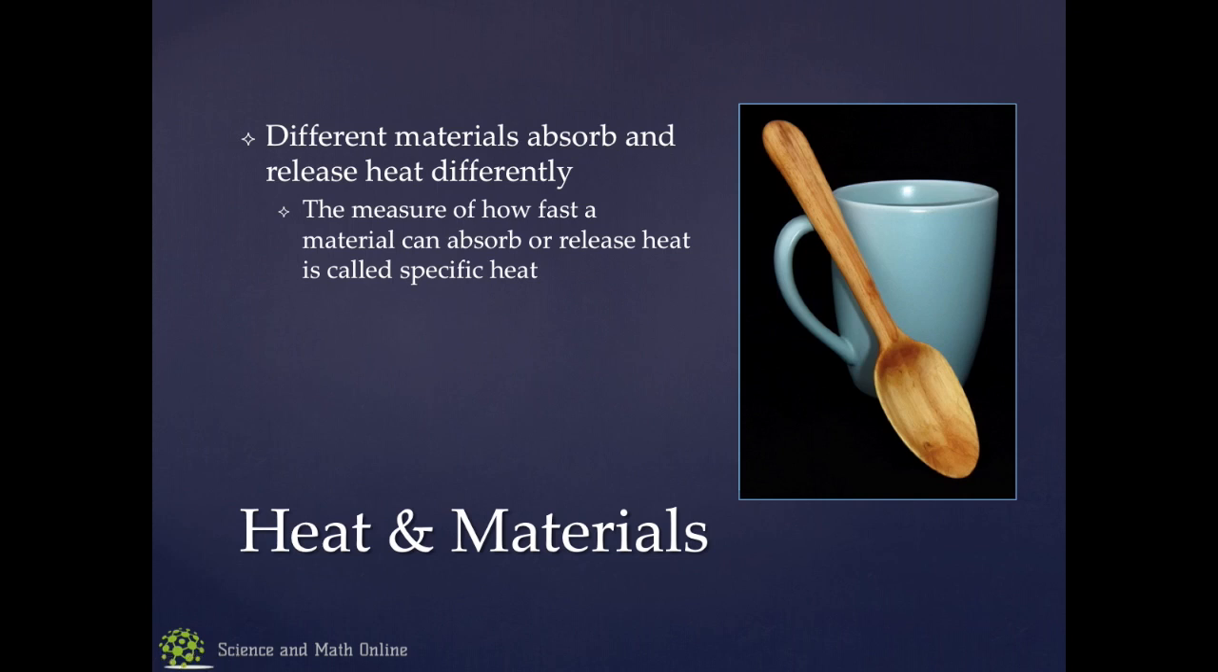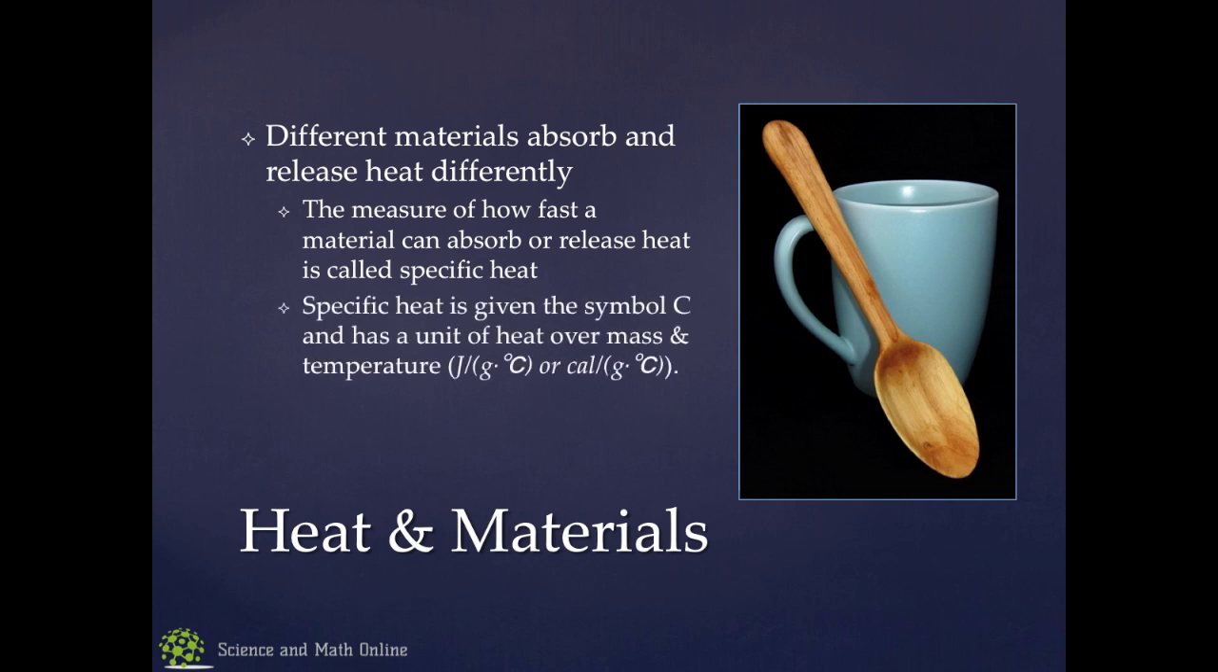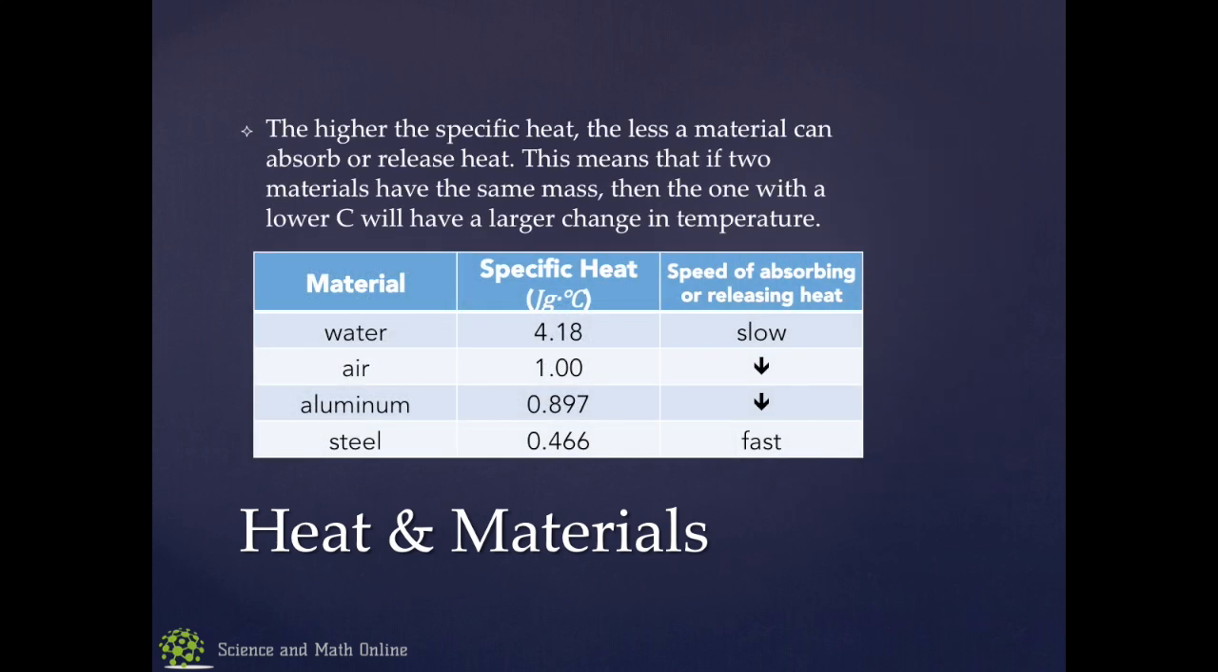How this is talked about is called specific heat. Specific heat is given the symbol C, and it has this really crazy unit of heat over mass and temperature: joules per gram degree C, or joules per gram Kelvin if we're using the SI unit of temperature. Sometimes you'll see Kelvin there instead of Celsius. When we're talking about specific heat, something that has a higher specific heat value is slower to absorb and release heat.